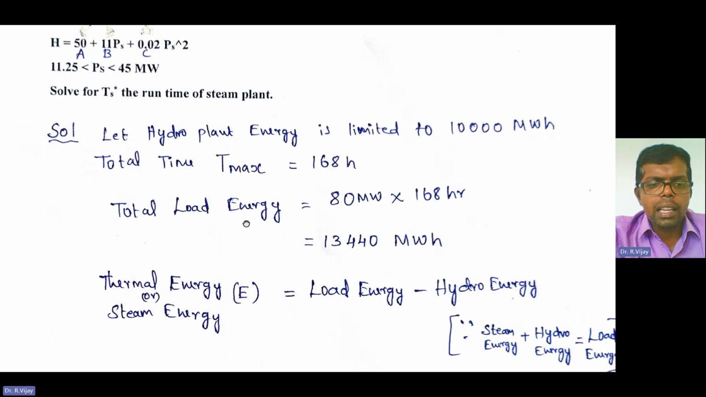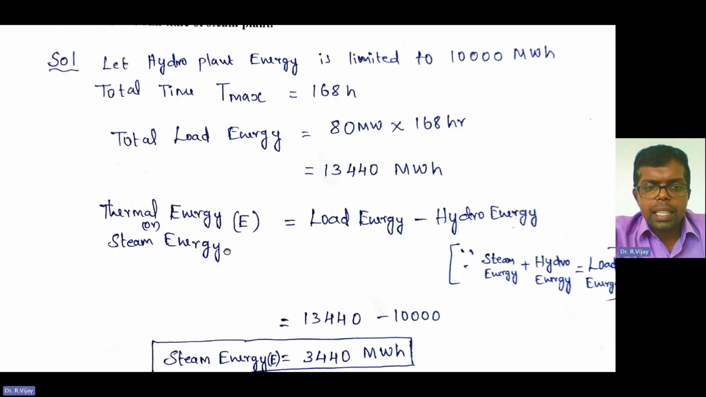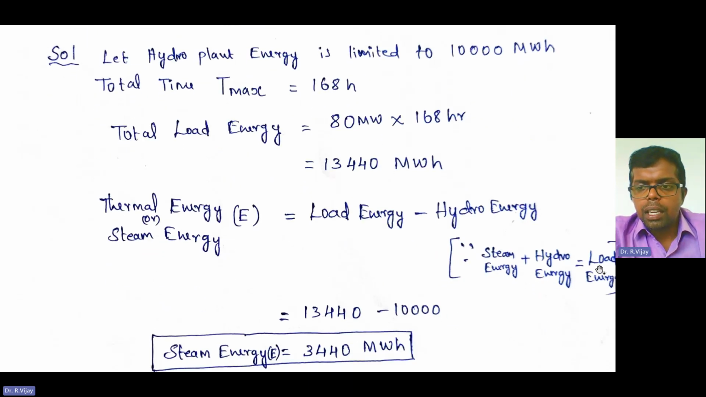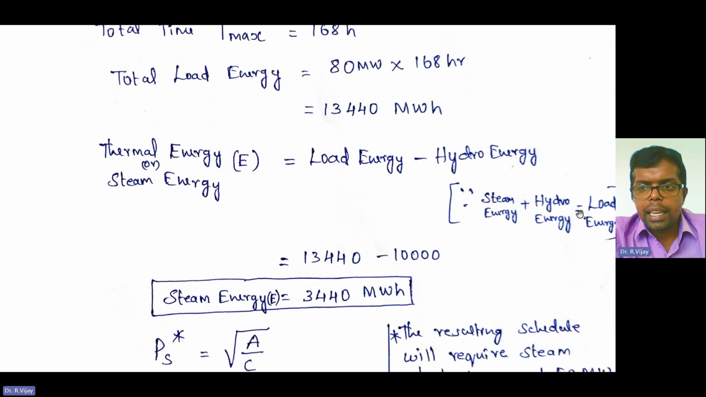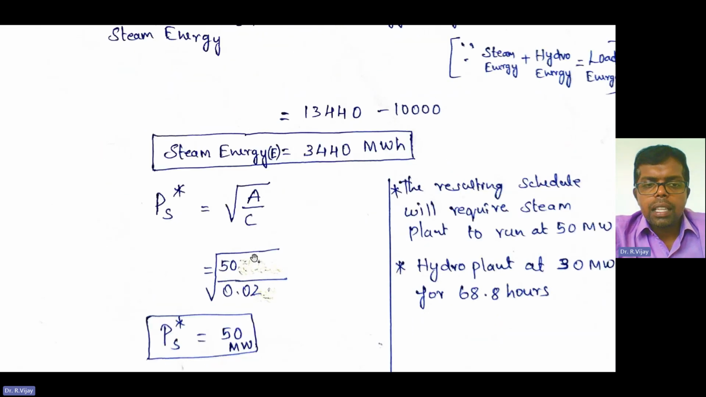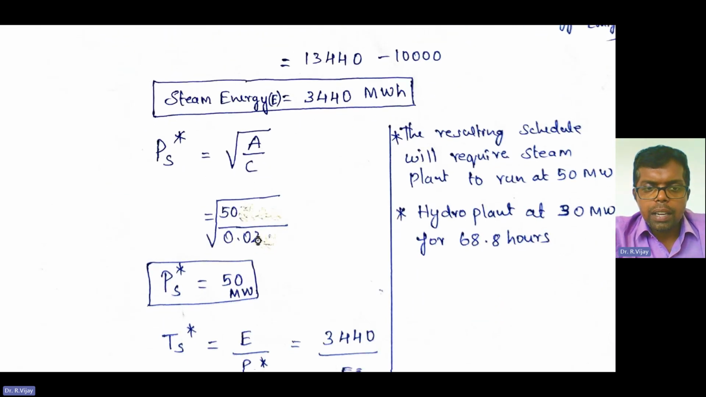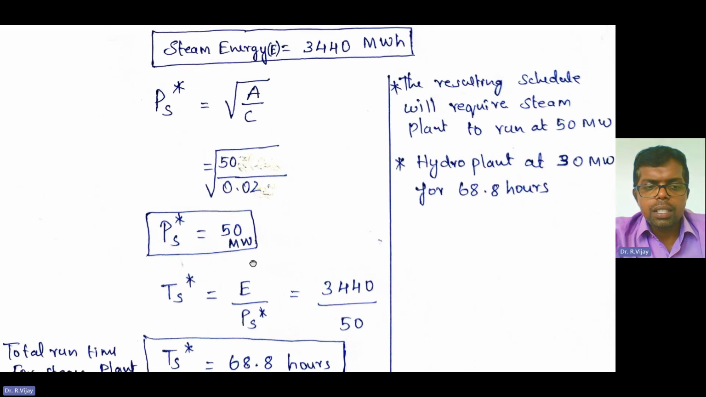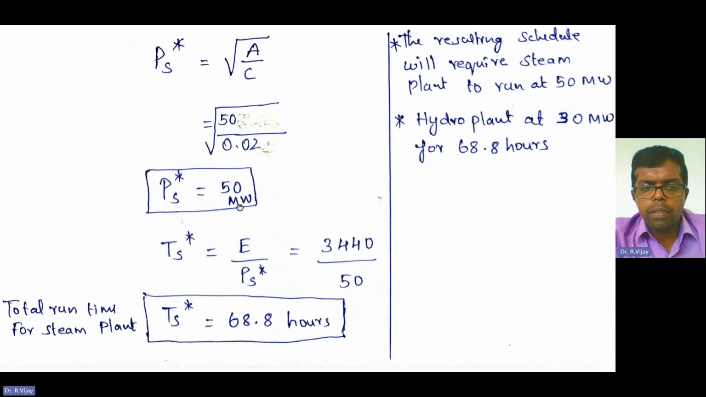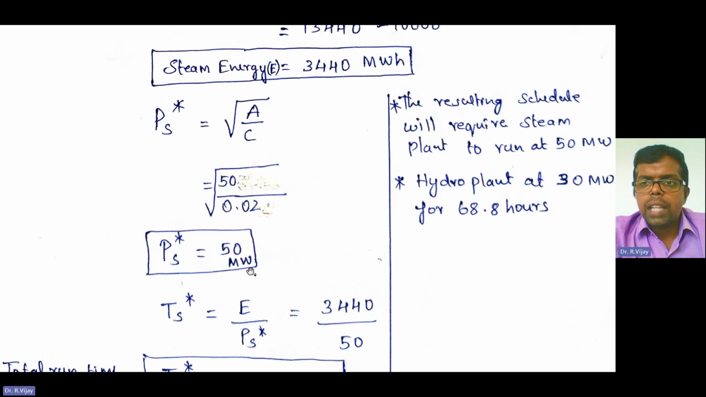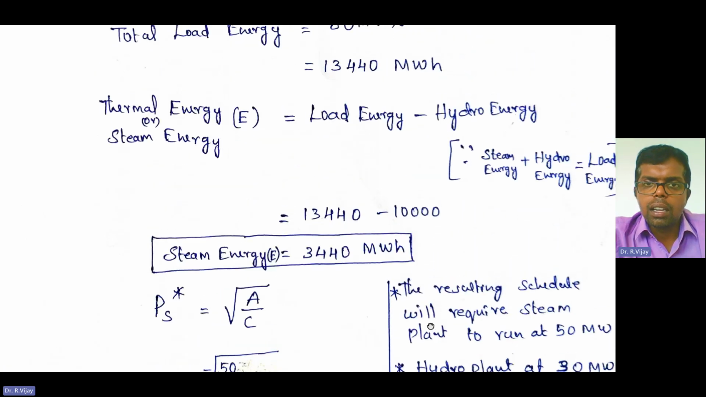Only one thing: you need to calculate E, that is the steam energy from the total load energy. After that, calculate the optimal power generated from the steam power plant, and whatever they ask. Here they ask for the total runtime for the steam power plant. If they ask for the hydro power plant and steam power plant also, you should calculate. That's all. Very simple problem.